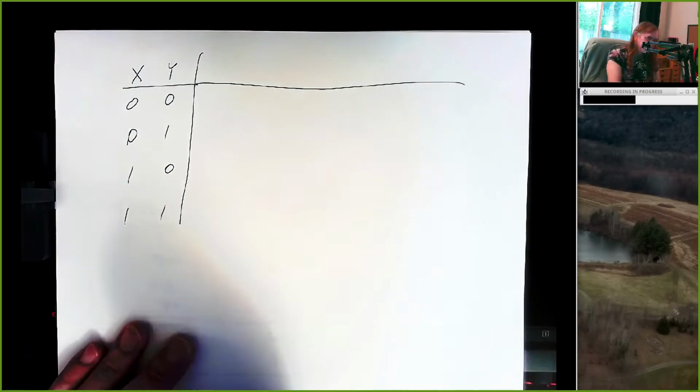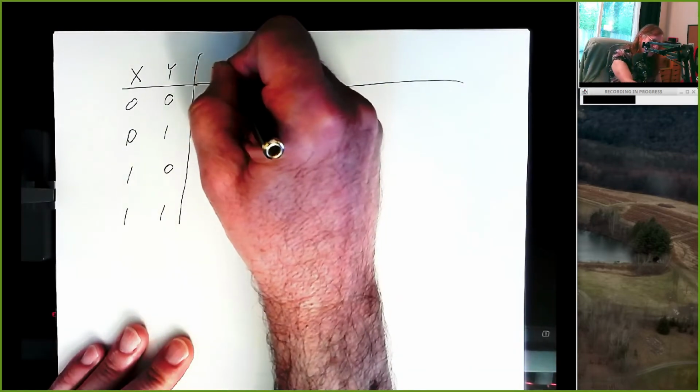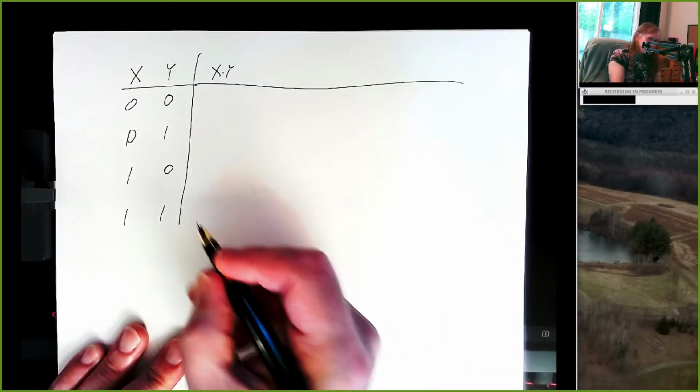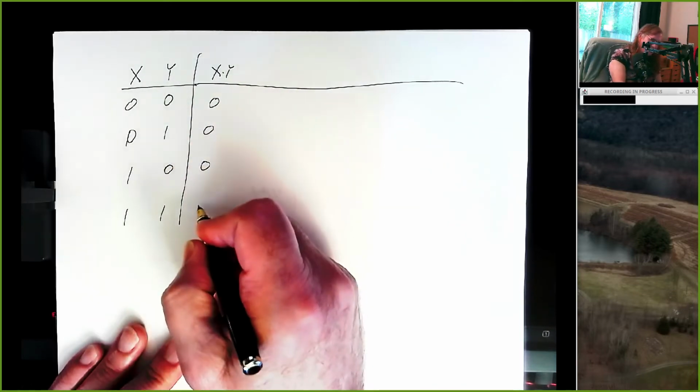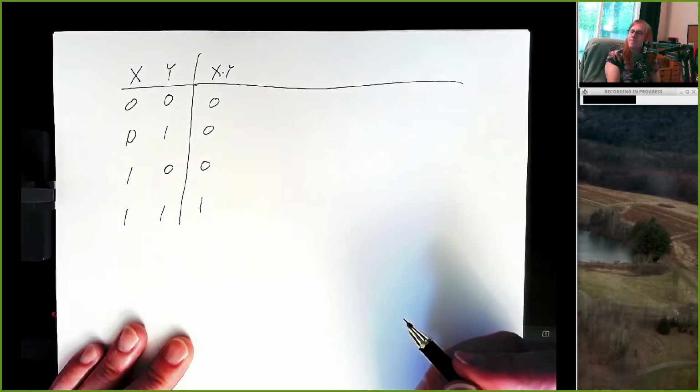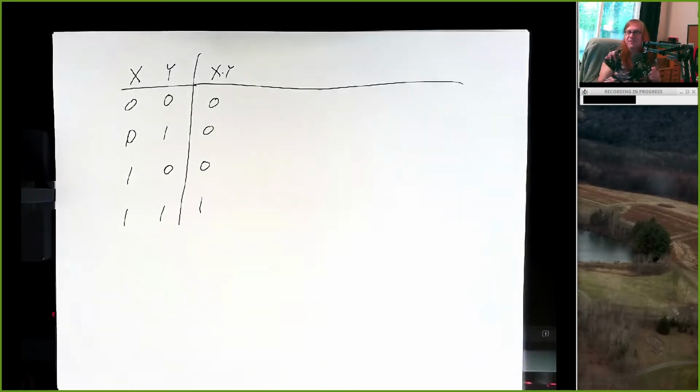So we could do multiplication. We could do x times y. Somebody said that in chat. And so, you know, anything times 0 is a 0. A 1 times a 1 is a 1. Division, yeah, division would be tricky because we don't like to divide by 0. What else could we do?